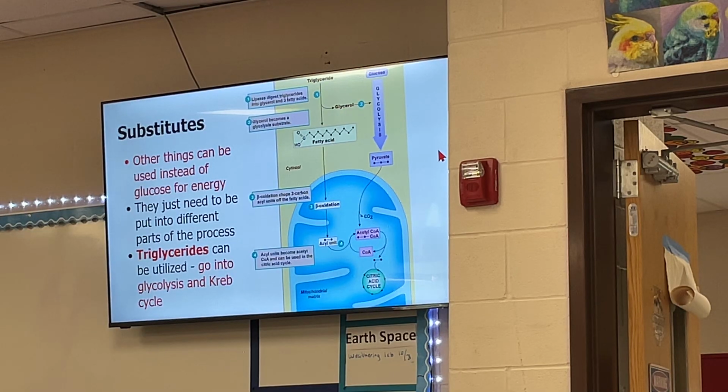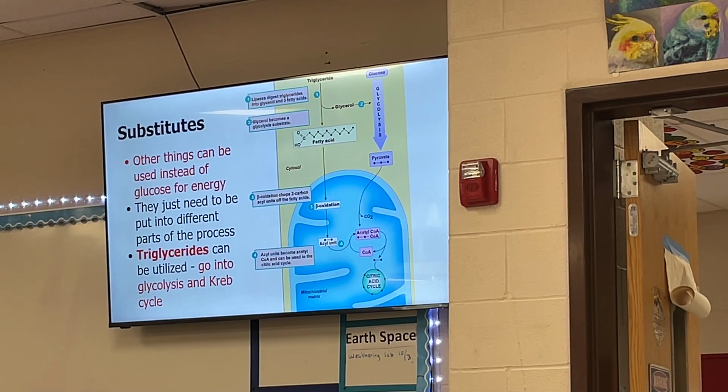So as we recognize, carbohydrates are things that are broken down pretty quickly and pretty efficiently, but we can use other things as well. It's not just carbohydrates that can be put into the cellular respiration process. We can use fats also and proteins, but carbohydrates are usually the best, and they can be broken down almost completely. So other things instead of glucose can be used for energy.